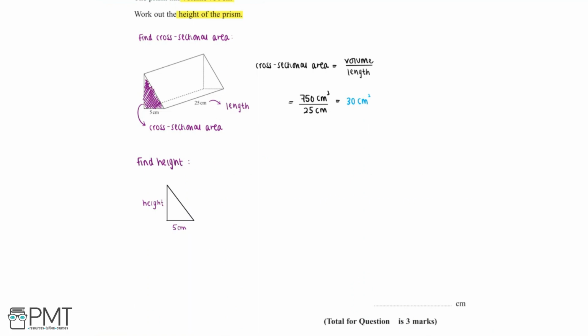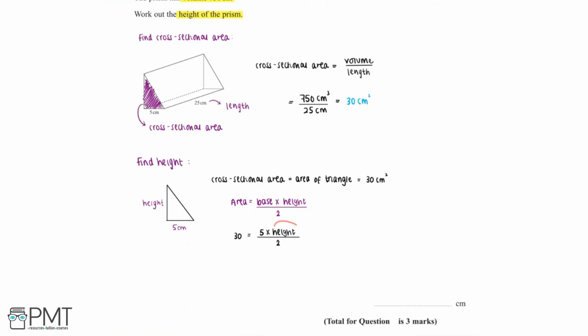The cross-sectional area is in the shape of this right-angled triangle, and so we know that the area of this triangle is equal to 30 centimeters squared. We know that the formula for the area of a triangle is equal to the base multiplied by the height, all divided by 2. We can substitute in the values that we know. The area is equal to 30, and the base is equal to 5. And so we can say that 30 is equal to 5 multiplied by the height, all divided by 2.